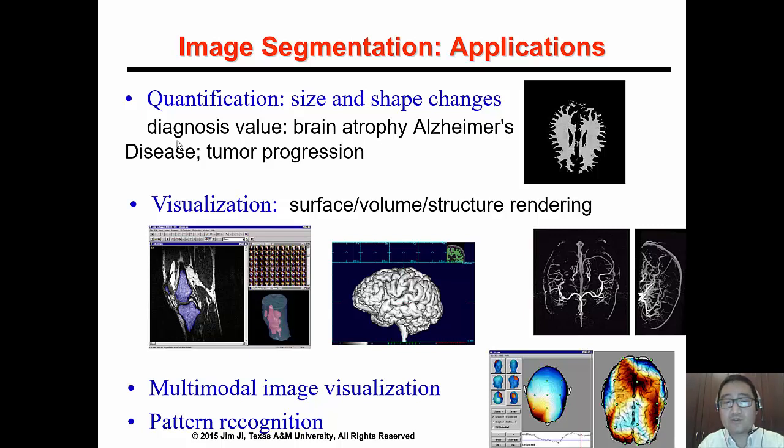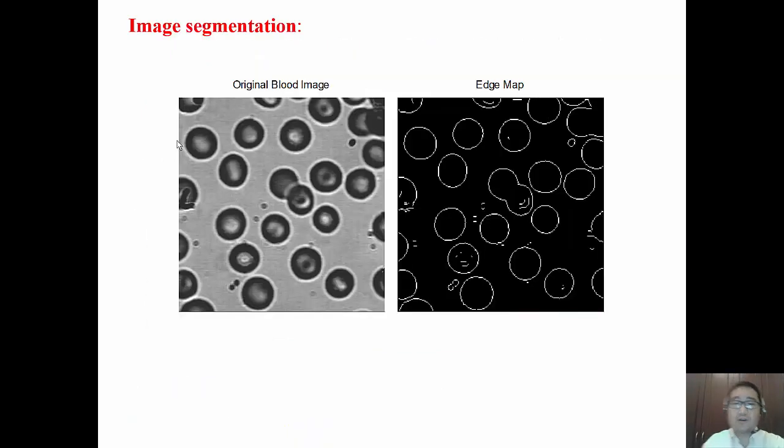With the segmentation, we can also do visualization. For example, you can segment the bones of the CT image, then you'll be able to reconstruct the 3D bone structure. You can do the same thing for the brain or the vasculature. With the segmentation, you could do many other things that I will not get into in detail. But here is another example with the blood image. You can segment those, and then you'll be able to count the number of blood cells.